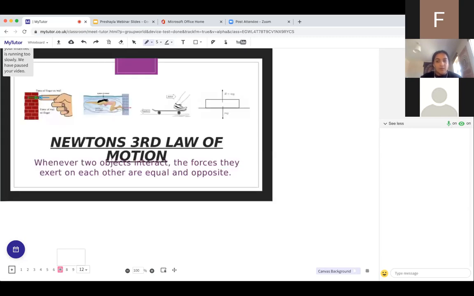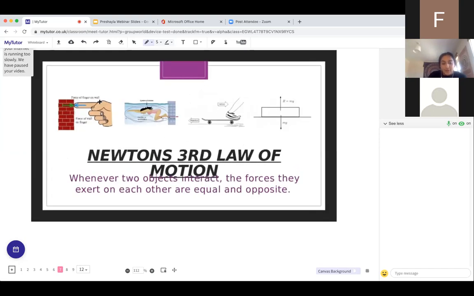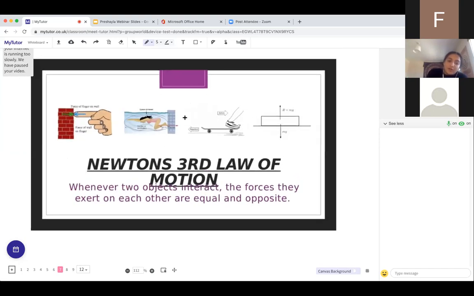Okay, so moving on to Newton's third law of motion. Newton's third law of motion is whenever two objects interact, the forces they exert on each other are equal and opposite. So we've got 4 examples here that you can see.